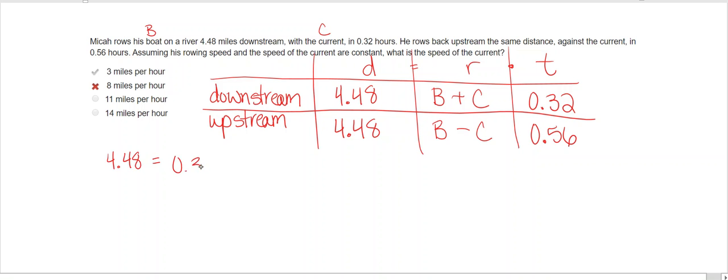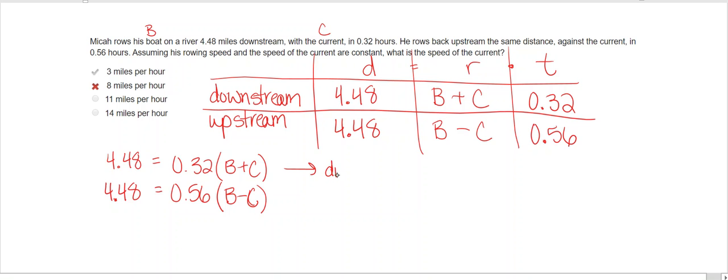equals 0.32 times B plus C, and 4.48 equals 0.56 times B minus C. So in a system of equations, I am going to go ahead and divide both sides of this equation by 0.32, and I'm going to divide both sides of this equation by 0.56, and I'm going to show you what that does.